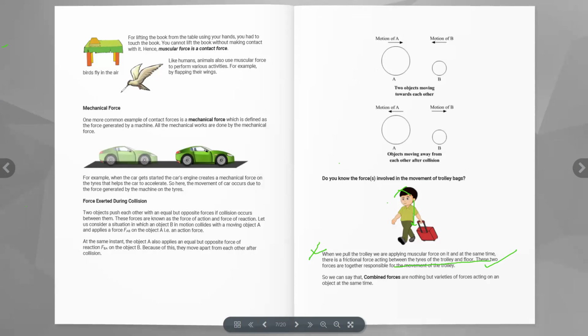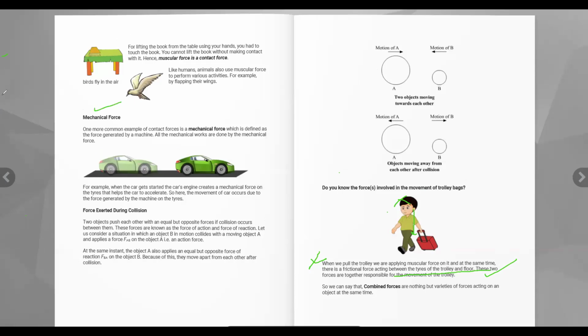Anybody heard of the name mechanical force? Yes, miss. Okay, Sumantra, read out. Mechanical force. One more common example of contact forces is a mechanical force, which is defined as the force generated by a machine. All the mechanical works are done by the mechanical force. For example, when the car gets started, the car's engine creates a mechanical force on the tires that helps the car to accelerate. So here the movement of the car occurs due to the force generated by the machine on the tires.